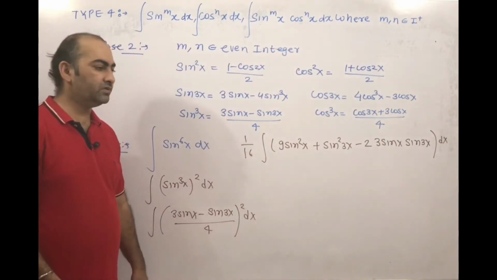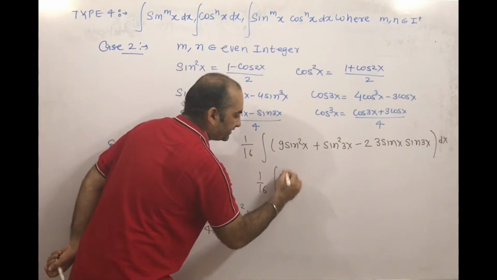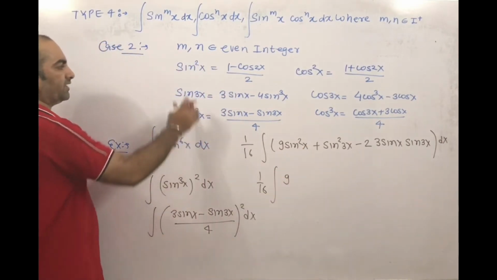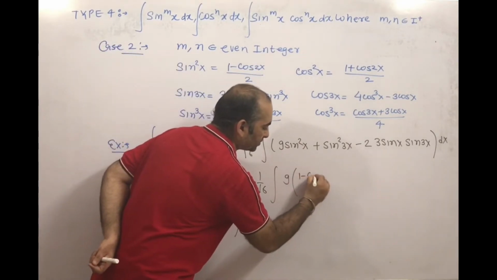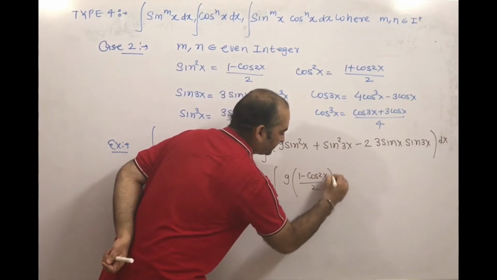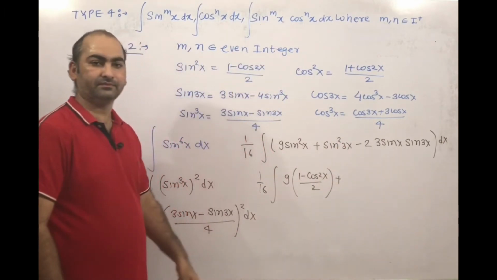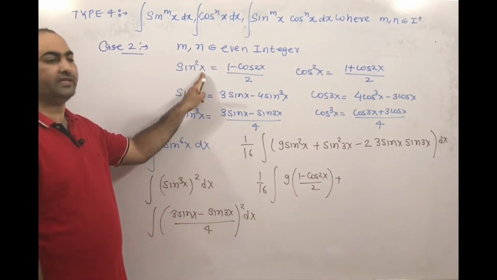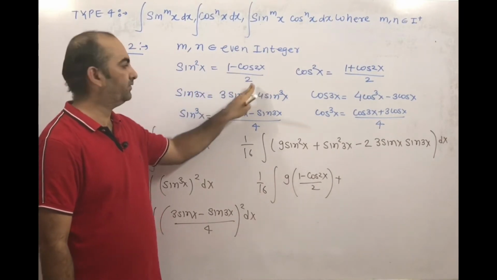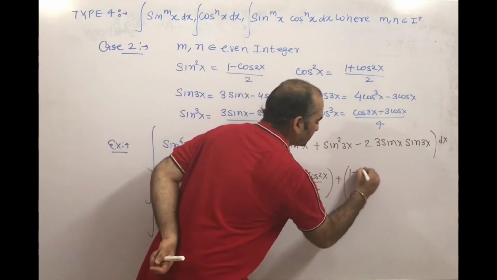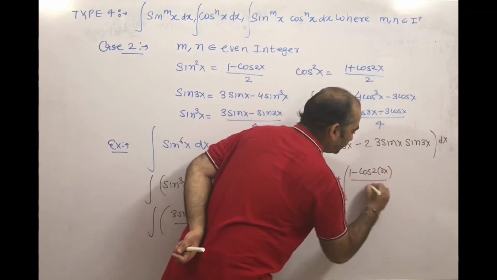Okay, so here what we'll do? 1 by 16 outside, integration of 9 as it is. Sine square x we can write as 1 minus cos 2x divided by 2. Plus sine square 3x. Here instead of x we put 3x, so sine square 3x will be 1 minus cos 2 into 3x divided by 2.